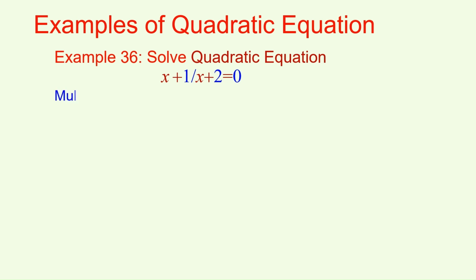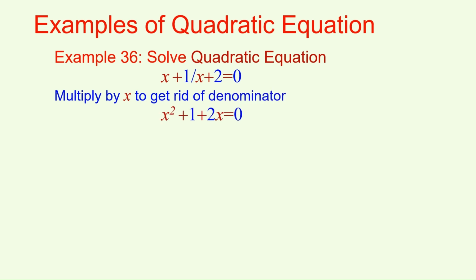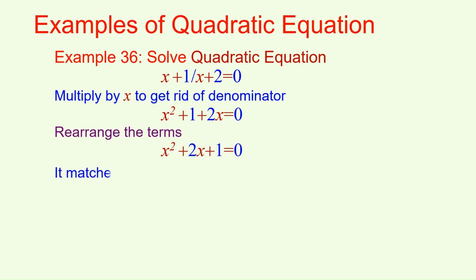Example 36. Solve quadratic equation x plus 1 divided by x plus 2 equals 0. Multiply the equation by x. x squared plus 1 plus 2x equals 0. Rearrange the terms. x squared plus 2x plus 1 is equal to 0.